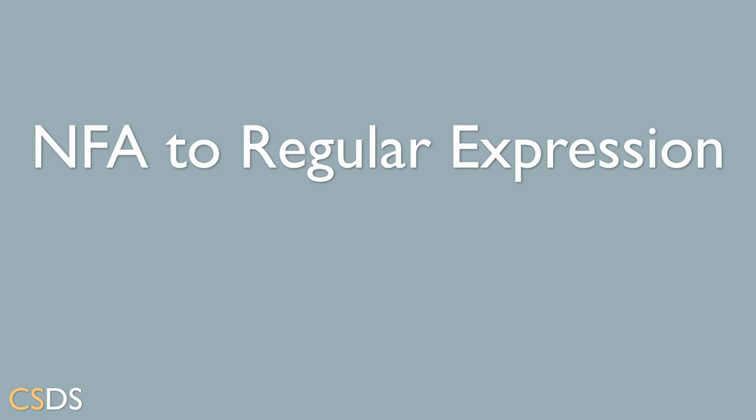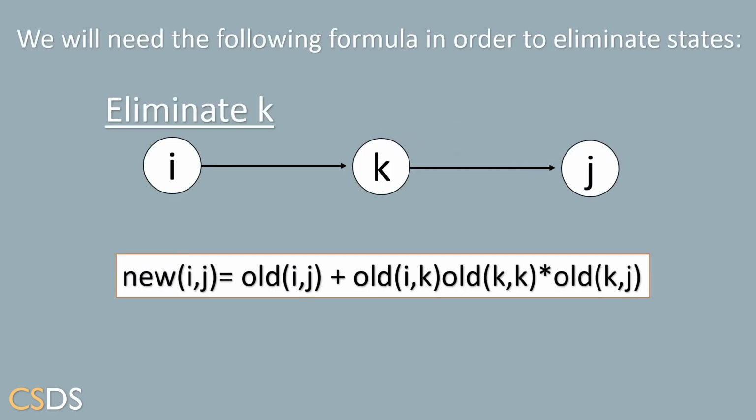So we're going to learn how to convert an NFA to a regular expression. Before we start, we need to learn the following formula in order to eliminate a state. We're going to see an example for the following automata where we have states I, K, and J, and our goal is to eliminate K.